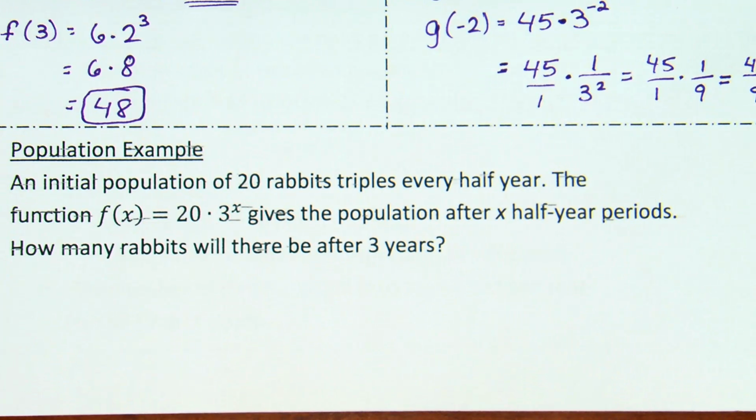An initial population of 20 rabbits triples every half year. The function f of x equals 20 times 3 to the x gives the population after x half-year periods. How many rabbits will there be in 3 years?